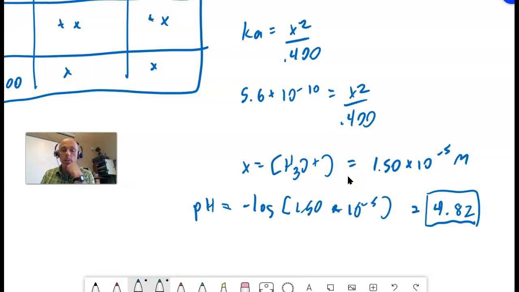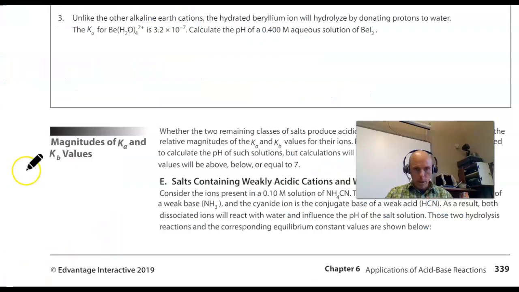Well, I want pH. So when I take the negative log of that value of 1.5 times 10 to the minus 5, I get 4.82. So there is the pH of this solution that contains the acidic salt that had NH4+ in it, that weak acid, causing the solution to have a pH less than 7 and be slightly acidic. All right, almost done here, folks.